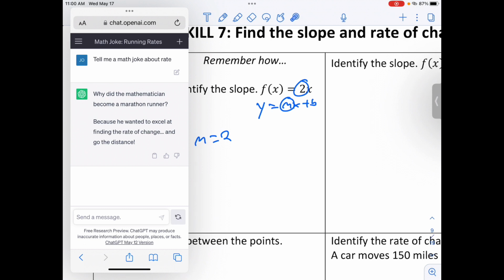Why did the mathematician become a marathon runner? Because he wanted to excel at finding the rate of change and go the distance. Okay, that was lame. But there you go.